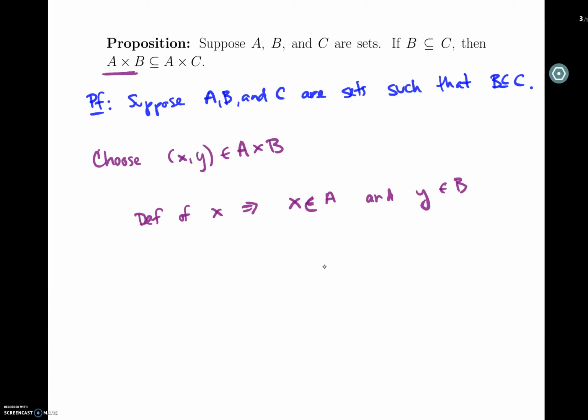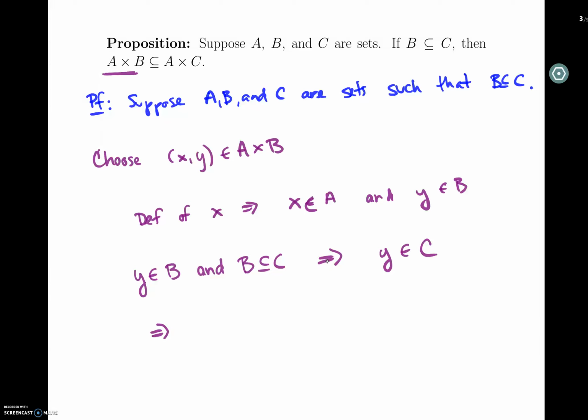Now, the fact that Y is an element of B and the fact that we know that B is a subset of C, those two things tell us that Y has to be an element of C. That's the definition of subset.